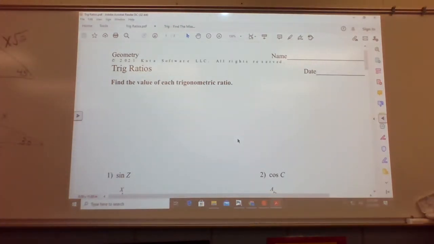So, we've been working on our right triangles. The first thing to do with right triangles is the Pythagorean theorem. The Pythagorean theorem works really well if I know two sides and I need to find the third. That's kind of the purpose of the Pythagorean theorem.